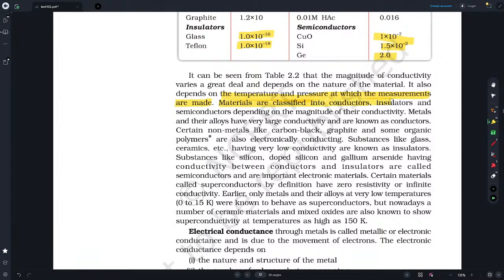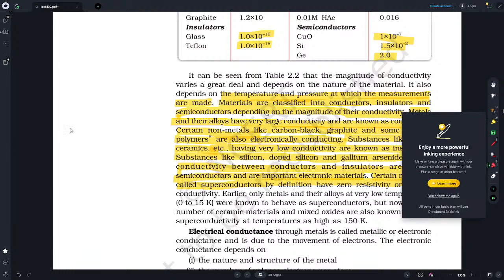Materials are classified into conductors, insulators and semiconductors depending on the magnitude of their conductivity. Metals and their alloys have very large conductivity and are known as conductors. Certain non-metals like carbon black, graphite and some organic polymers are also electronically conducting. Substances like glass, ceramic, etc. having very low conductivity are known as insulators. Substances like silicon, doped silicon and gallium arsenide, having conductivity between conductors and insulators, are called semiconductors and are important electronic materials.